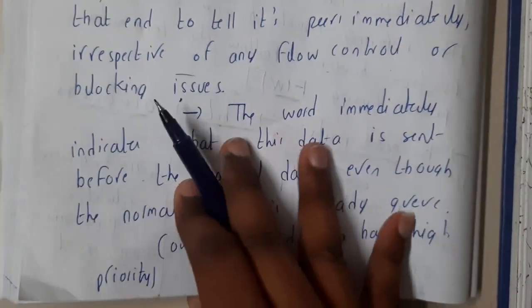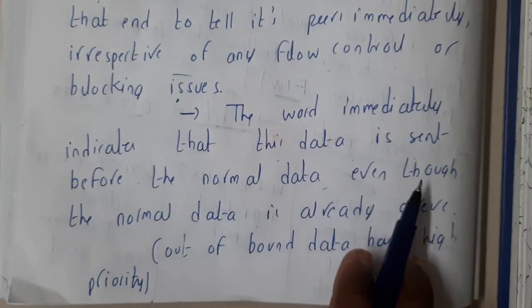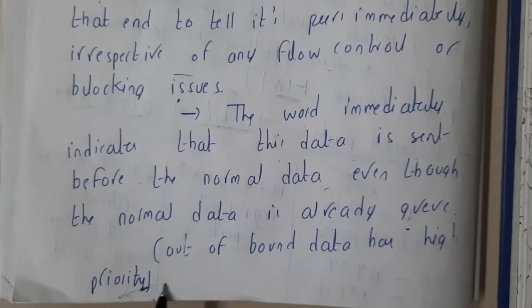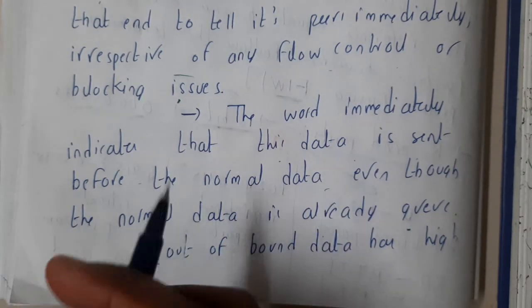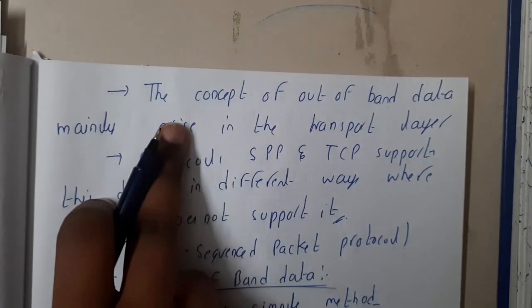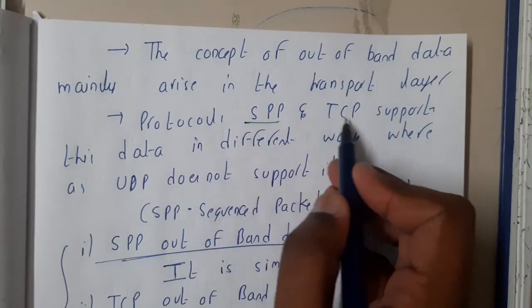The word immediate indicates that this data is sent before the normal data. Even though the normal data is already queued, out of band data has high priority compared to normal data. That is the reason this data is pushed and sent automatically. The concept of out of band mainly arises in the transport layer, in protocols like SPP and TCP.